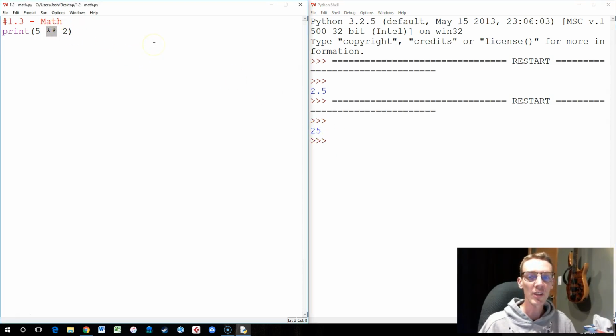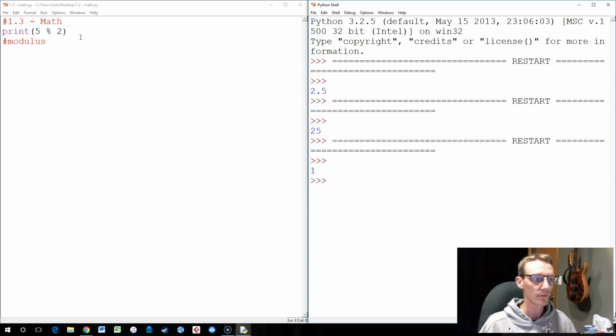And we've got 2 that you don't see a whole lot in math class, but they're really, really handy in programming. Okay, and the first one is a percent sign. Now this doesn't mean 5% 2. This percent means modulus, and I will type that right here for you, modulus. Let's just run it and see what the answer is. 5 mod 2 is how we say it. 5 mod 2, the answer is 1.